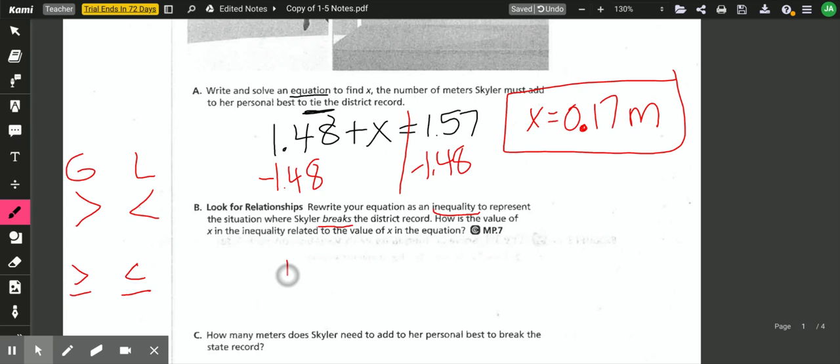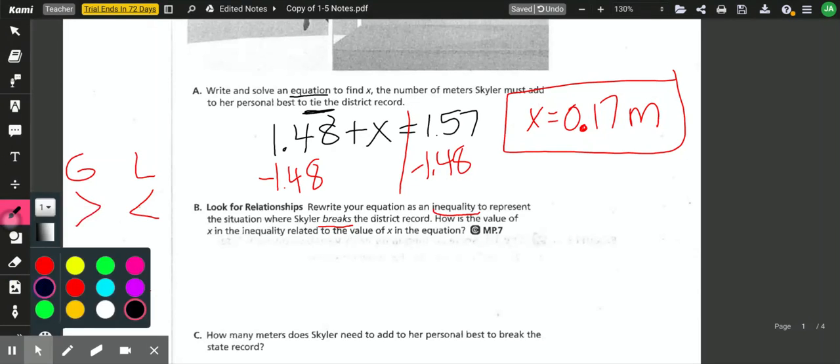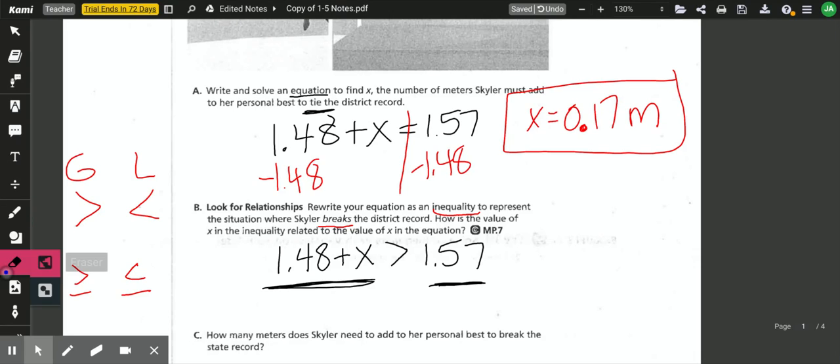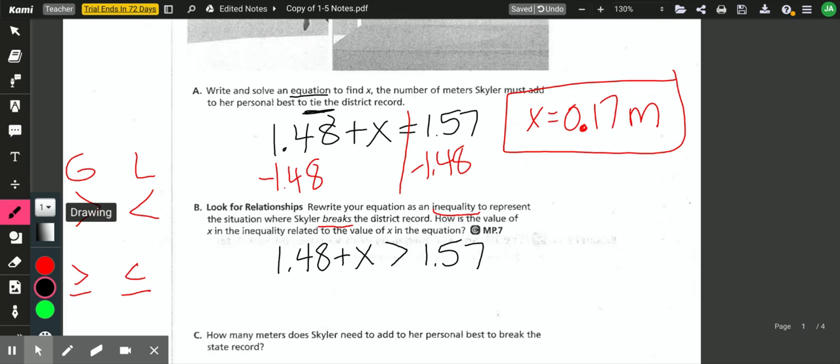So I'm going to go back to black. I'm going to rewrite my equation. Okay. But instead of an equal sign, I want to show where Skylar's jump is greater than or bigger than this district record. So we're going to have to replace that equal sign with a greater than symbol because we want Skylar's height to be bigger than the district record. That's the only way she's going to break the record.